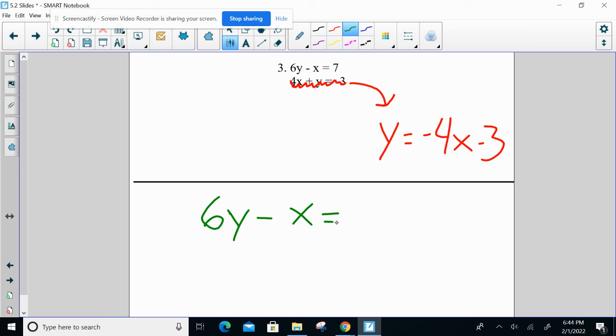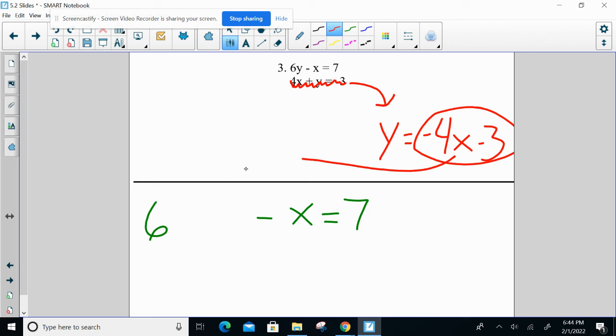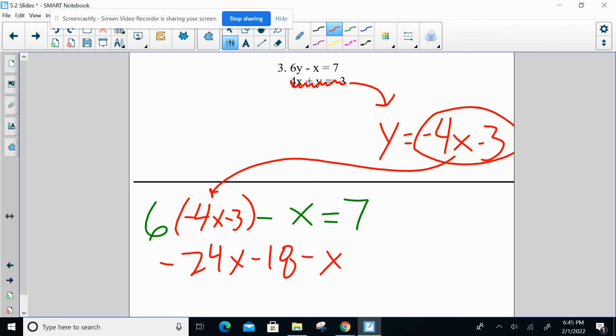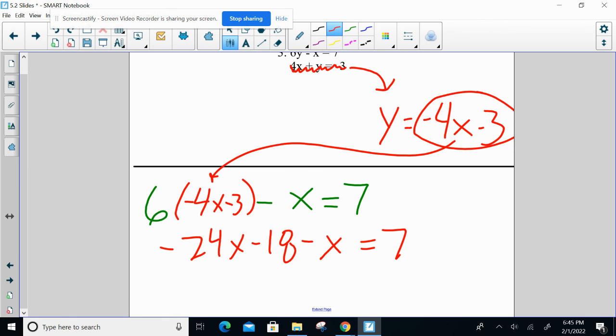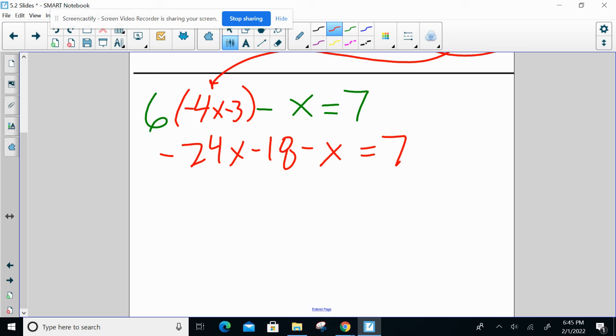So take the other equation, and anywhere you see a y, and I'm seeing it right here, I'm going to replace it with this right here. Negative 4x minus 3. I fit it in there good. Distribute. 6 only distributes to what's in parentheses. 6 times 4 is 24. 6 times 3 is 18.